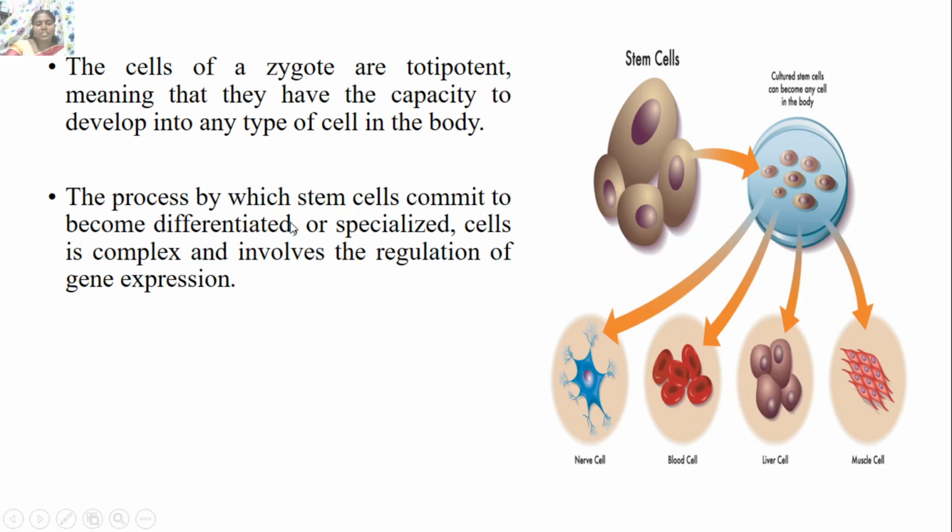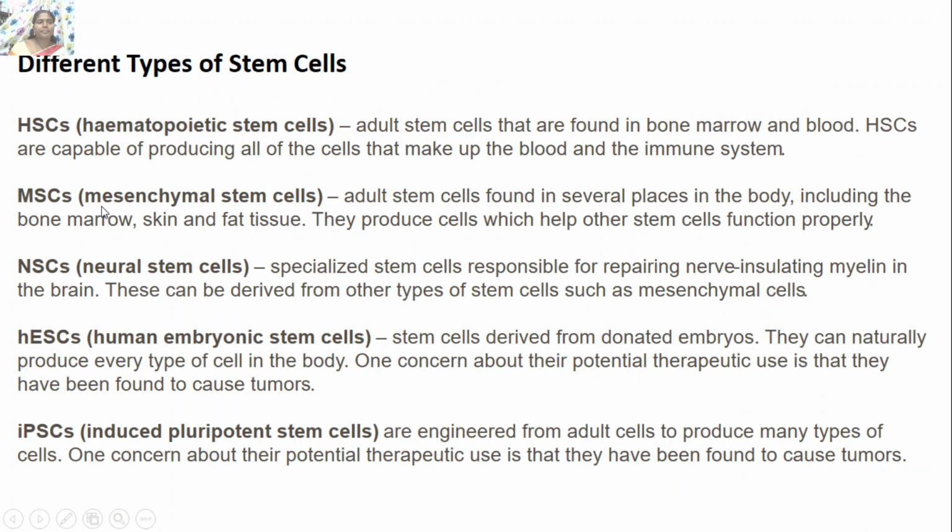The process by which the stem cells commit to become differentiated, specialized cells is complex and involves the regulation of gene expression. As I told you, all these characteristics are decided by the genes, DNA. So this is the stem cells, in vitro cultured cells, they are formed into different kinds of cells. So what are the different types of stem cells?